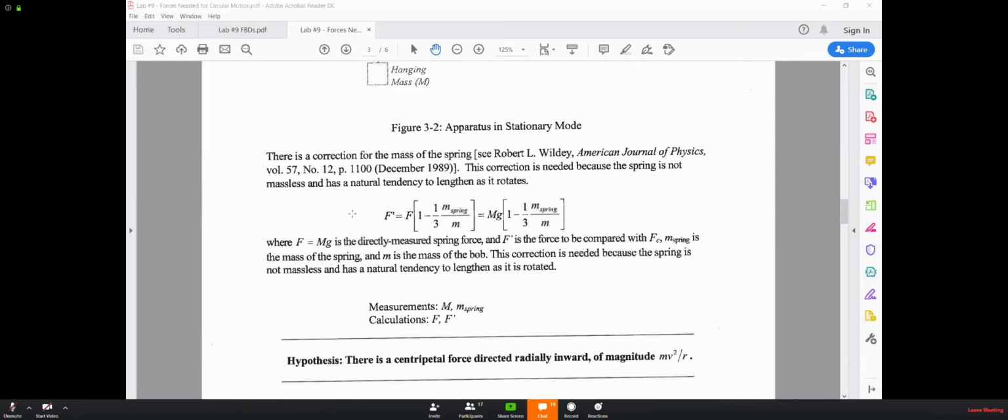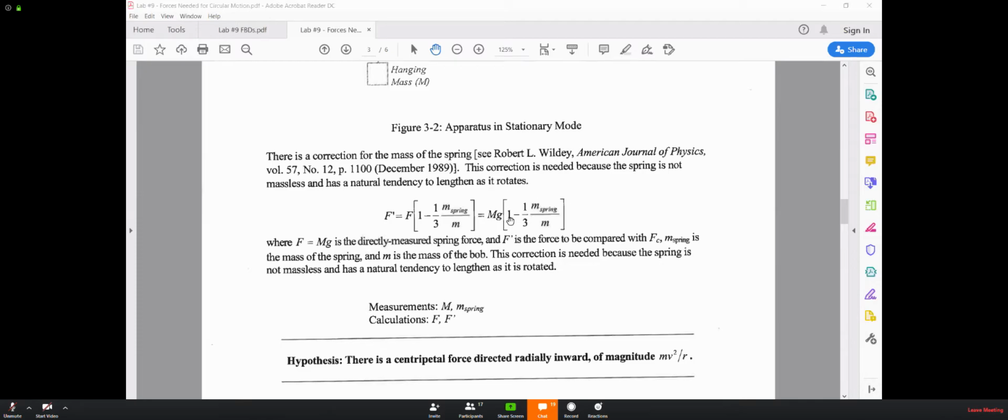There is a correction for the mass of the spring, and it refers to a journal article that analyzed this situation in the 80s. This correction is needed because the spring is not massless and has a natural tendency to lengthen as it rotates. So don't just do capital MG and stop there. Do capital MG and multiply by this thing in square brackets. And for the first and only time in the calculations for this trial, I have to use the mass of the spring.